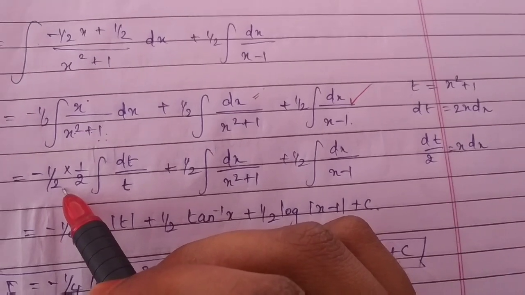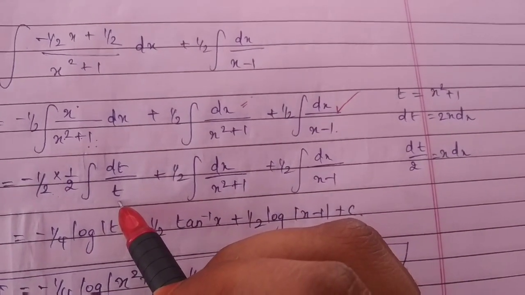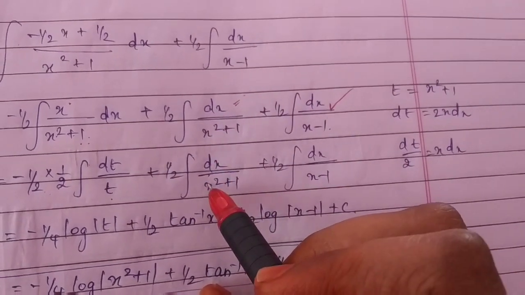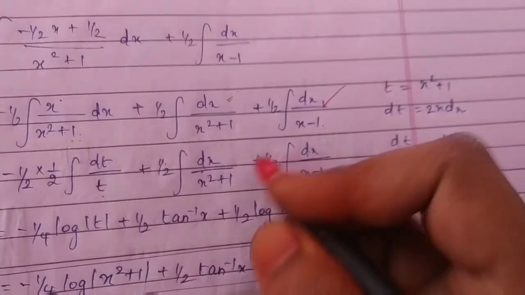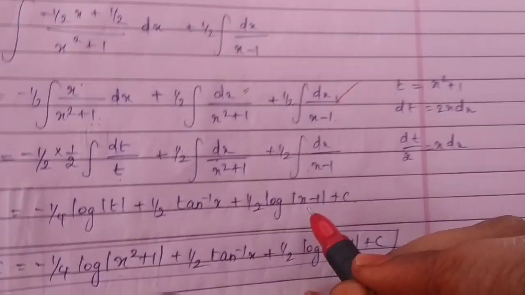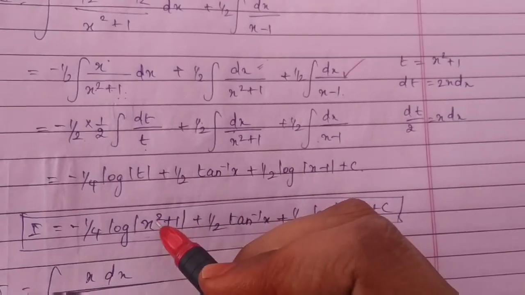Since minus 1 by 2 is here, I am writing it as it is, and x squared plus 1 is nothing but t. Now for this, as I told already, this is the direct formula. It is 1 by 2 into tan inverse of x. This is also a direct thing: 1 by 2 into log of x minus 1, plus c. Check whether you can do any simplification, otherwise leave it as it is. And substitute the value of t.